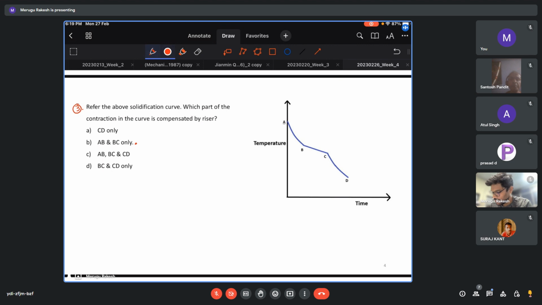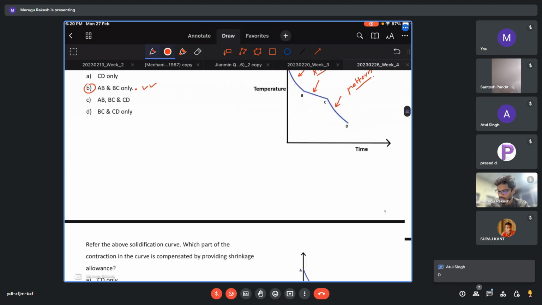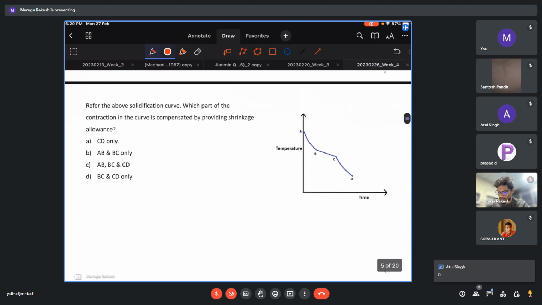So in general, the liquid shrinkage as well as the solidification shrinkage is compensated by the riser, whereas this is by the pattern. So that is what the next question is. So option B is the correct one in this case. So this is what the next question is about.